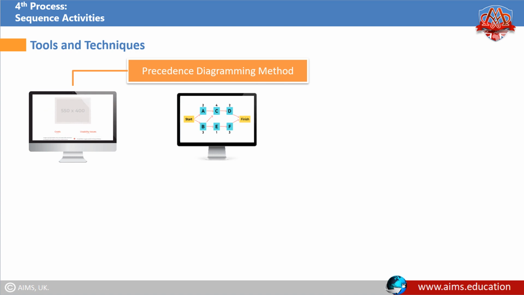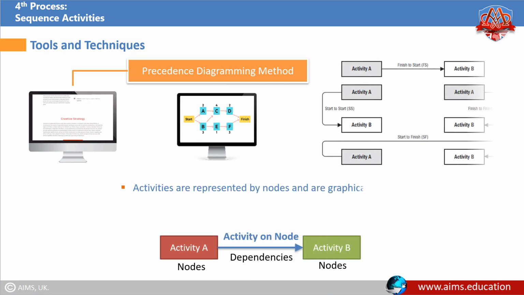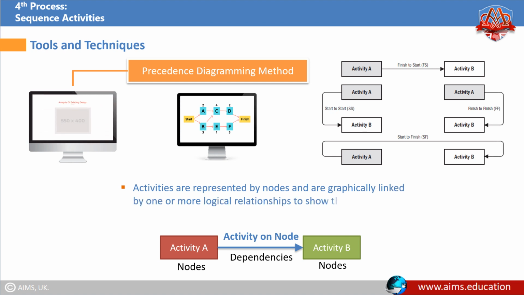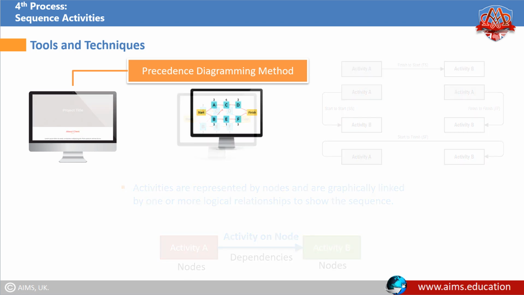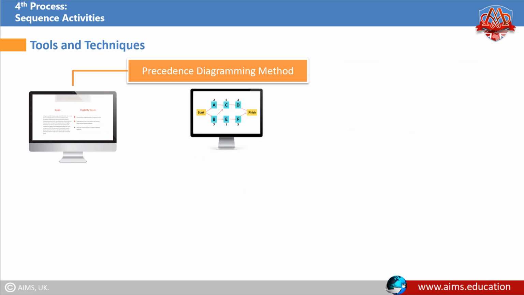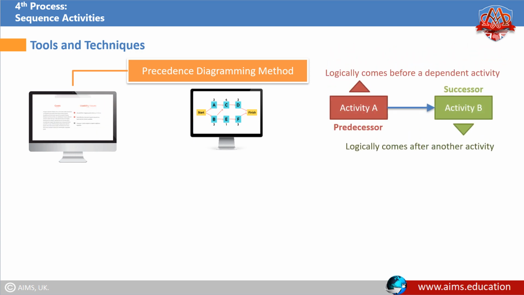Precedence Diagramming Method. Here, activities are represented by nodes, and are graphically linked by one or more logical relationships to show the sequence. The predecessor activity logically comes before a dependent activity in a schedule, whereas the successor activity is a dependent activity that logically comes after another activity in a schedule. Precedence diagramming method includes 4 types of dependencies or logical relationships. These relationships are illustrated here.